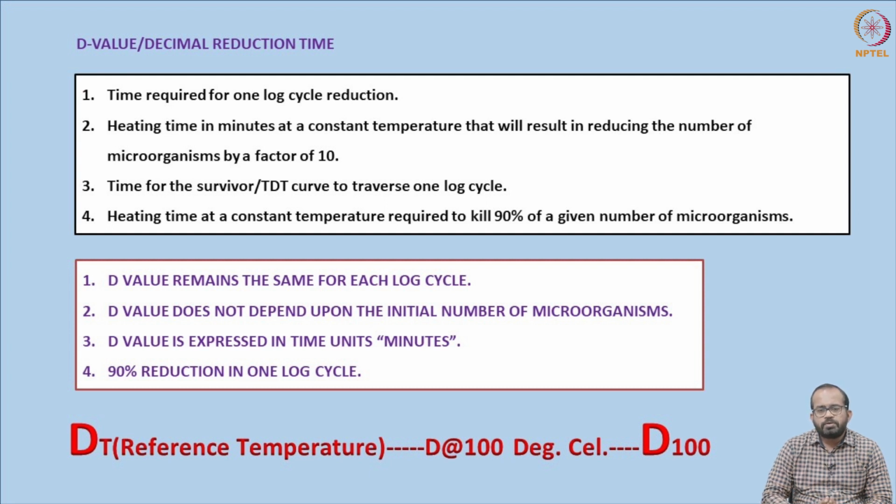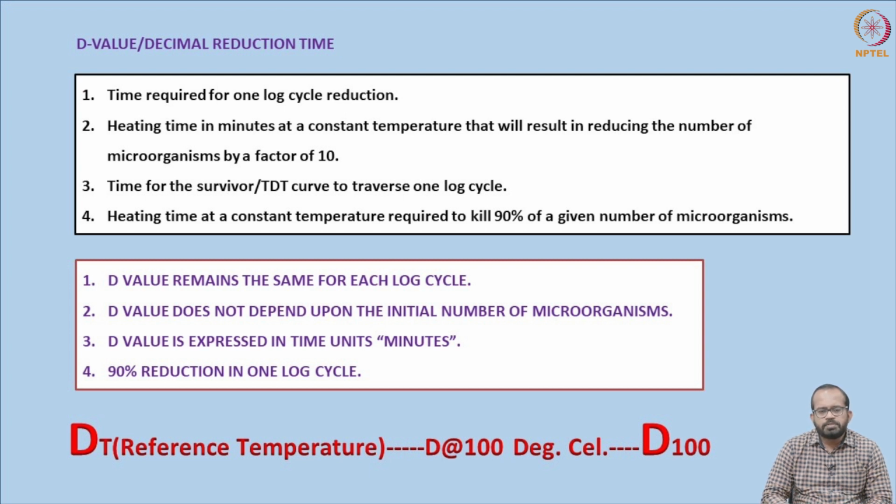So D value does not depend upon the initial number of microorganisms. That means whatever be the initial number of microorganisms, the rate at which the microorganism is going to be killed is going to be the same. And another property of D value is that it is expressed in time units, minutes. The unit of D value is minutes, and it represents 90% reduction in one log cycle. We have already discussed that one log reduction is basically 90% reduction in the given number of microorganisms. So these are the properties of D value.